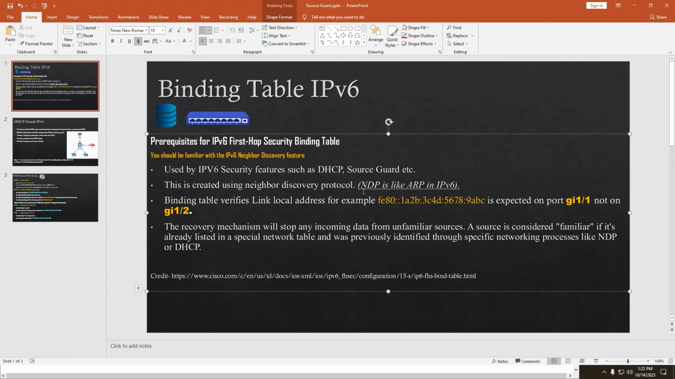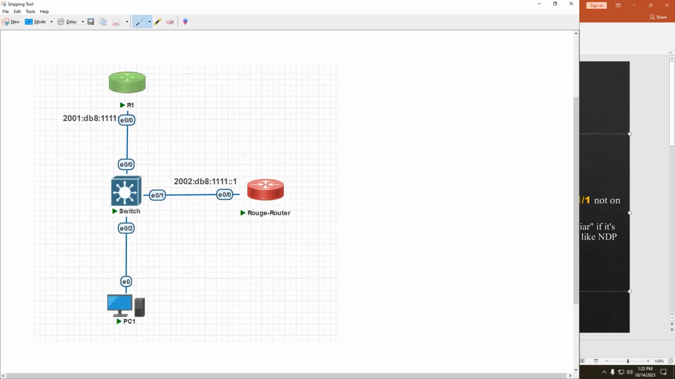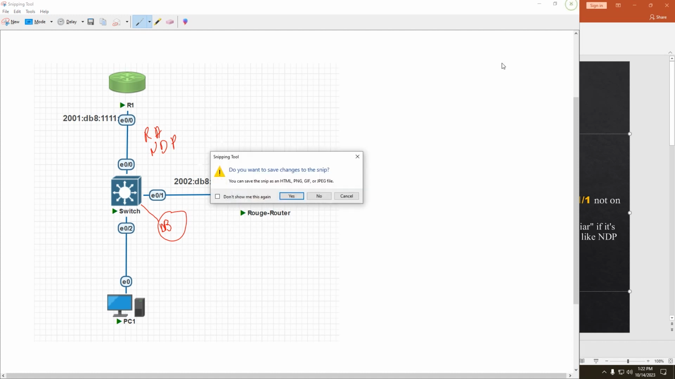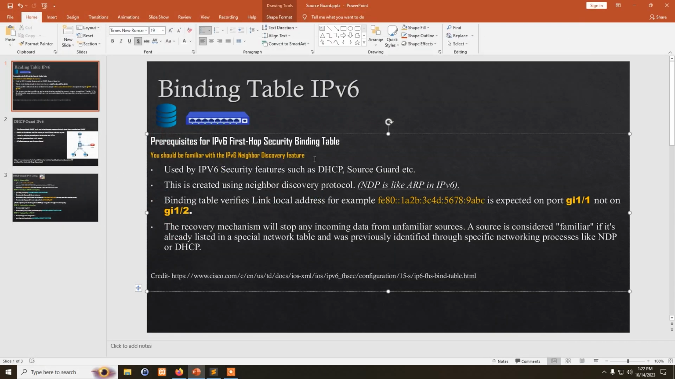Basically, it's used by other protocols, and how it works is it uses the protocols. For example, how the lab works. Let me choose the pen. When you have an operational network, you will have router advertisement messages. You will have neighbor discovery protocol. So the switch is constantly learning and storing all the information in its database. Okay, so yeah, anything abnormal, the switch will just discard it or act according to the policy you have in place. Okay, that's pretty much about the binding table.